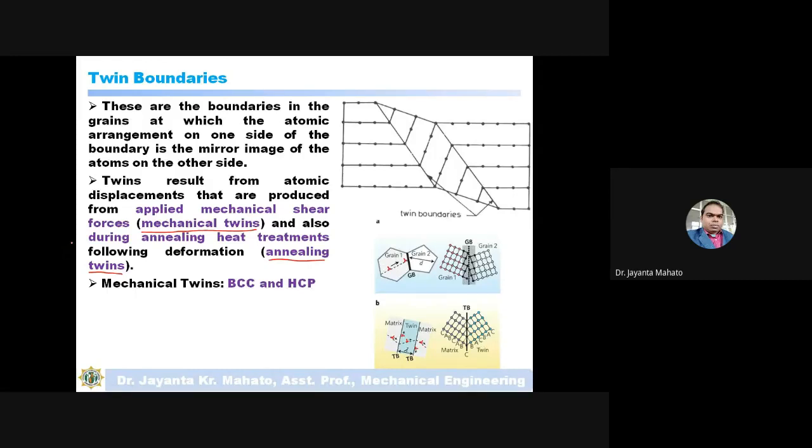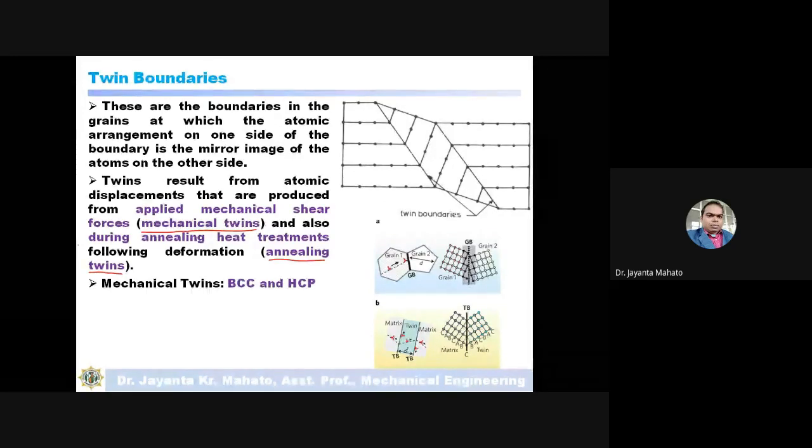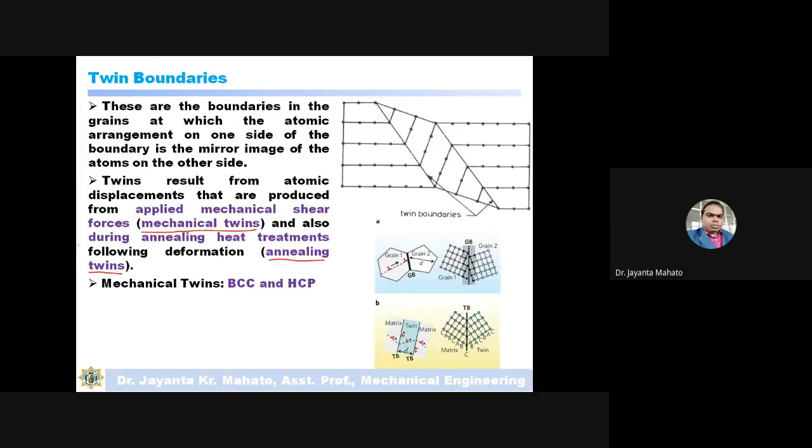If the twins are formed by mechanical deformation, sometimes they are called deformation-induced twins. Now, mechanical twins are formed mainly in BCC and HCP crystal structures, and annealing twins are formed mainly in FCC crystal structures.